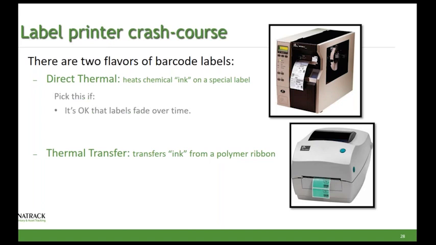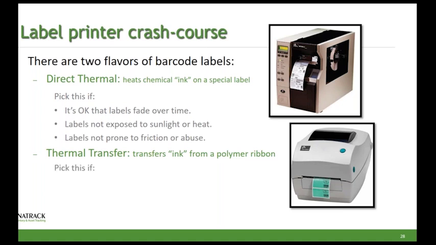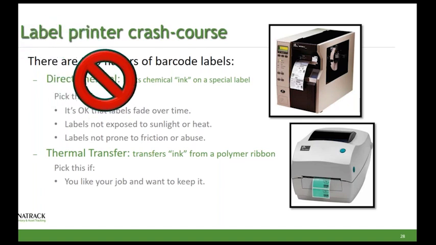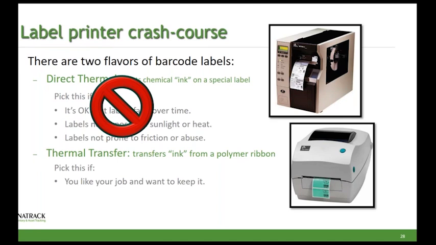Direct thermal is okay to pick if it's okay that the labels fade over time, that the labels are not exposed to sunlight or heat, because the same heat that created the image is also going to mess the label up over time, and that the labels are not prone to friction or abuse. For thermal transfer, we always say pick this if you like your job and you want to keep it. There really is very little reason to go with direct thermal. You're not saving any money. You now need special paper, and there's just so much that can go wrong with it. So we're a big fan of saying pick thermal transfer, get a thermal transfer printer, and do that.